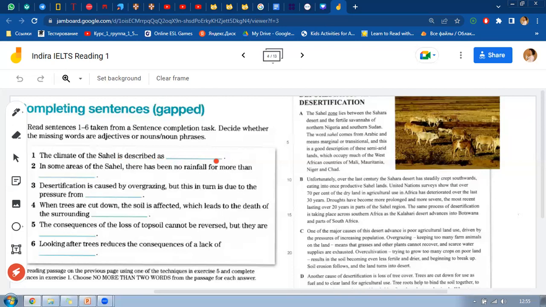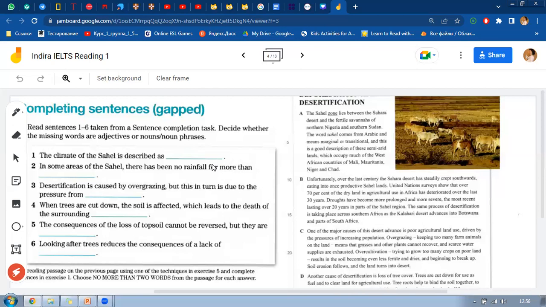Can it be a noun, described as something? Yes, logically, it can. Can it be an adjective? Described as beautiful, described as cold, or something like this. Yes, it can. Can it be a preposition? Of course, it cannot, right? So here we should have a noun or an adjective.